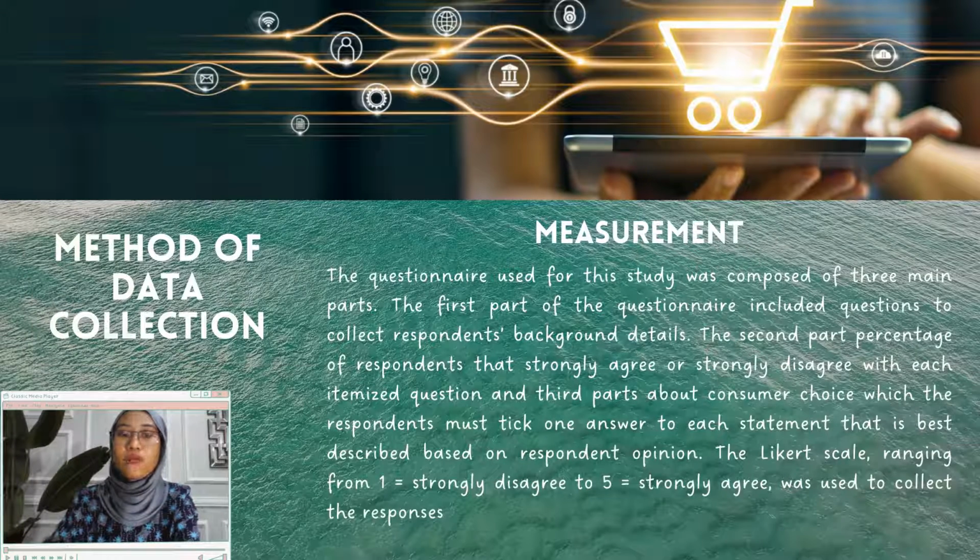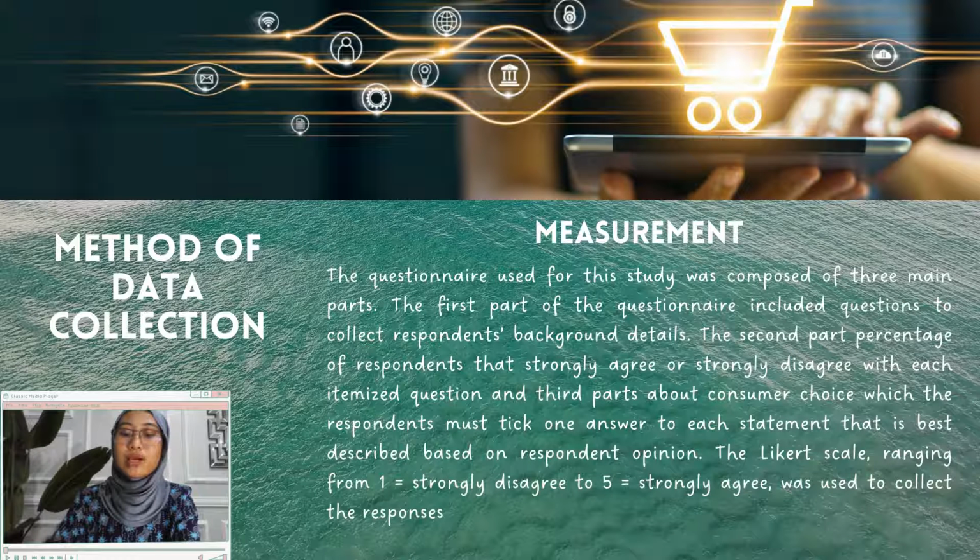Next, the method of collection that we use in this survey. In this survey, we use the measurement method. The questionnaire used for this survey was composed of 3 main parts, which are Part A, Part B, and Part C. The first part, Part A, includes questions to collect respondents' background details, which are gender, ethnicity, and age. The second and third parts, Part B and Part C, are to know the percentage and consumer choice based on the products they will buy.